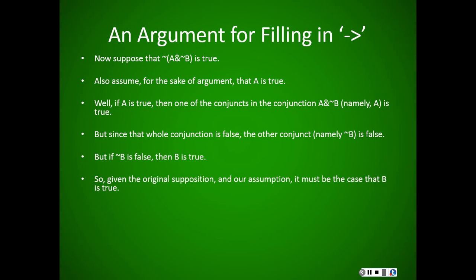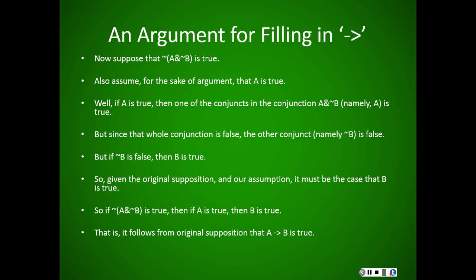Okay, so if we put this all together, we see that given our original supposition, our supposition that it's not the case that A and not B is true, and given our assumption that A is true, it must be the case that B is true. So if the negation of A and not B is true, then if A is true, then B is true. That is, it follows from our original supposition that if A is true, then B is true. Okay, so we can conclude that if not (A and not B) is true, then if A, then B is true. This argument is a little bit complicated. You may want to look it over a couple of times, but hopefully you can follow it.